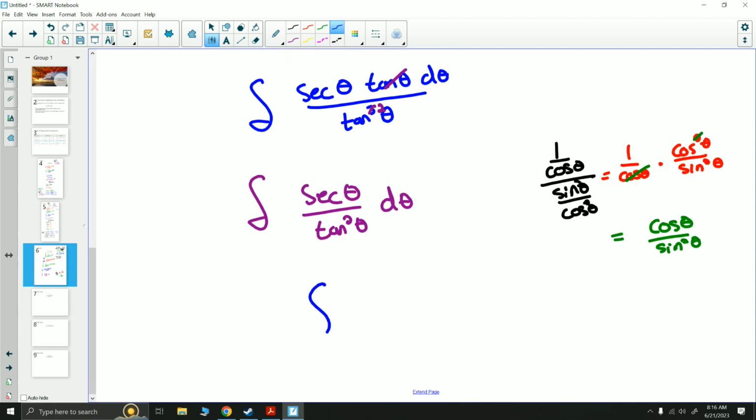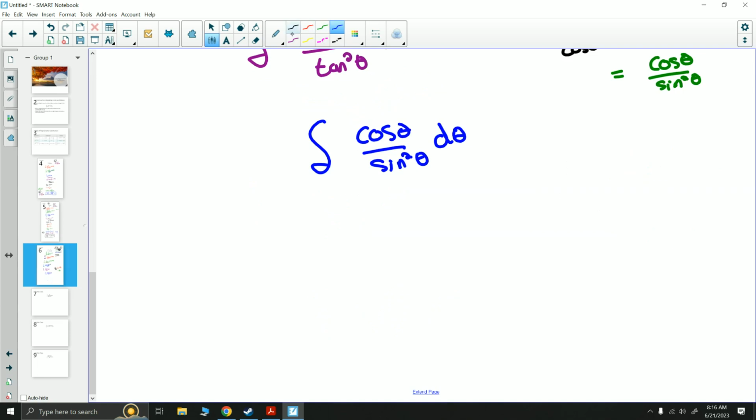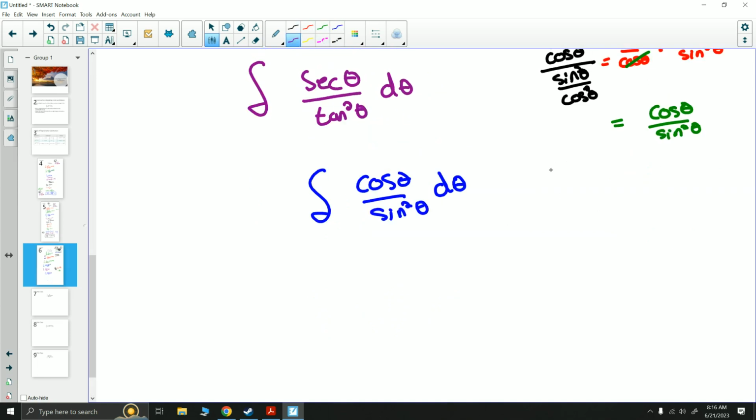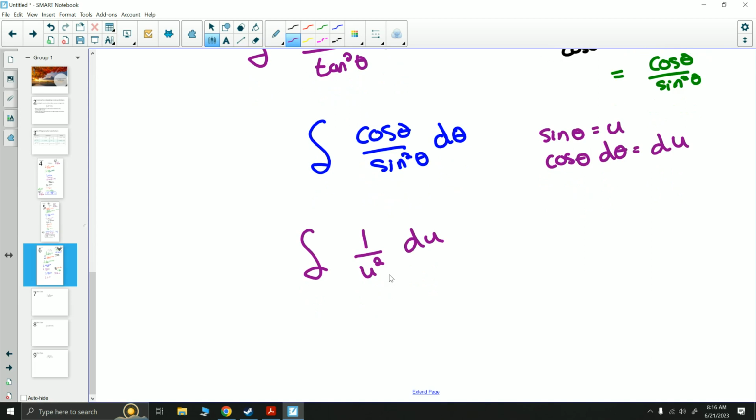So in this case, if I'm integrating cosine theta over sine squared theta d theta, then I can do what I want, which is use this bottom one as my u. So if I call sine theta my u, then that means that cosine theta d theta is my du. I have a cosine, I have a d theta. So we have the integral then of cosine d theta, which is just going to be du, over u squared. It's 1 over u squared.